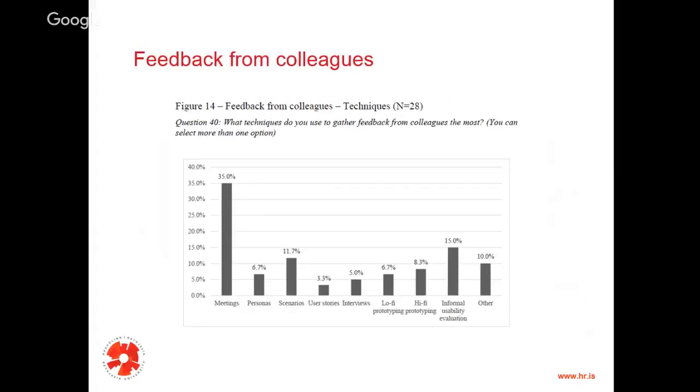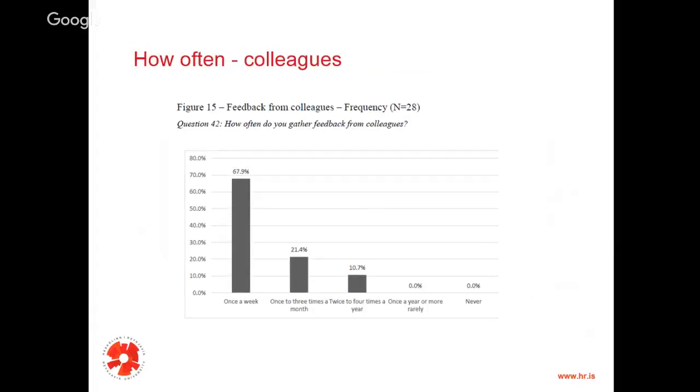And then which methods are they using for working with colleagues? I've asked you to do that also. I've asked you to show your work to your fellow students and so on, so I would group that activity under this. They use meetings, but also informal usability evaluation. This informal usability evaluation could be evaluation based on prototypes, like the prototype interviews you were doing. And colleagues, they do it about once a week, two-thirds of them.